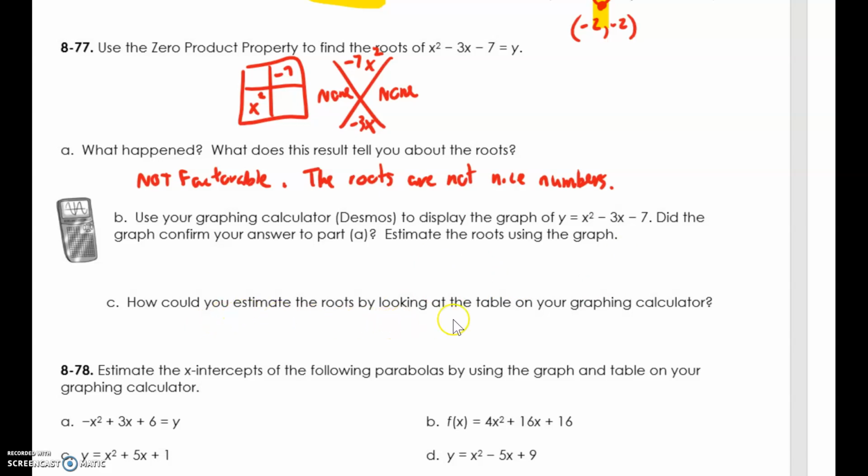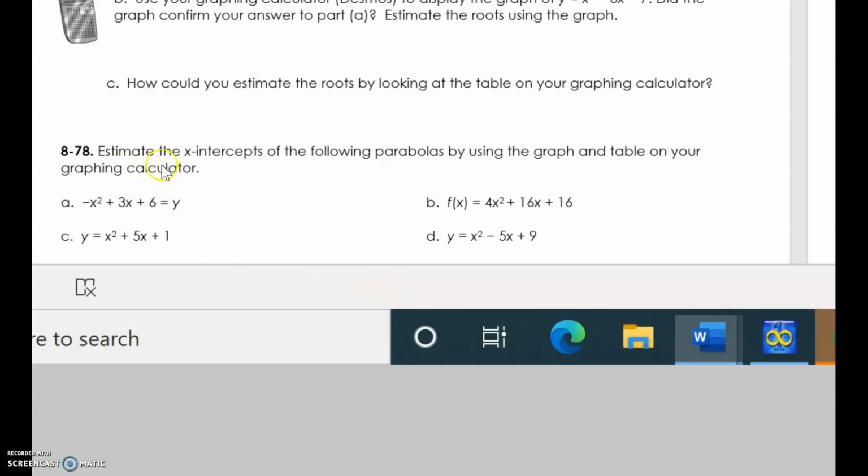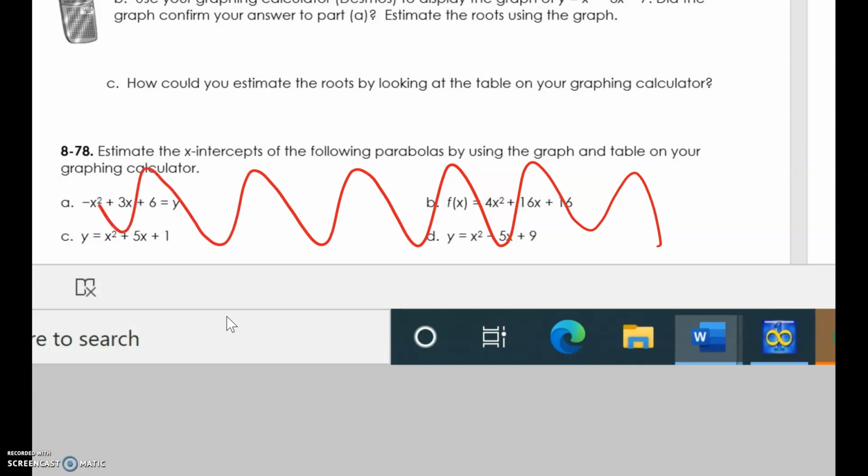How could you estimate the roots? By looking at a table. Don't worry about that question because I'm not making you make a table. 8-76 wants us to estimate the roots. We are going to cross this part out. For 8-76, all you would be doing is typing those in and looking at the crossing points where it crosses the x-axis. That's all it's asking you to do. Okay, so we're going to cross that part off. Let's move to the back page.